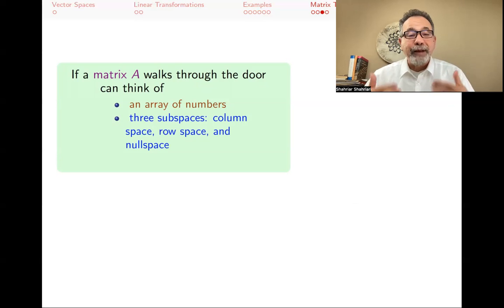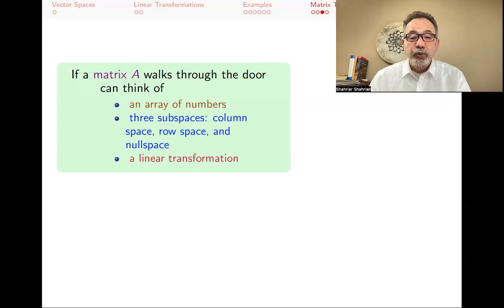I have a row space, the space spanned by the rows, and I have a null space, the solutions to Ax equals 0, and those tell me something about the matrix. That's a more sophisticated way of thinking about that matrix that just walked through the door. Watch my videos on those things if you don't know what I'm talking about.